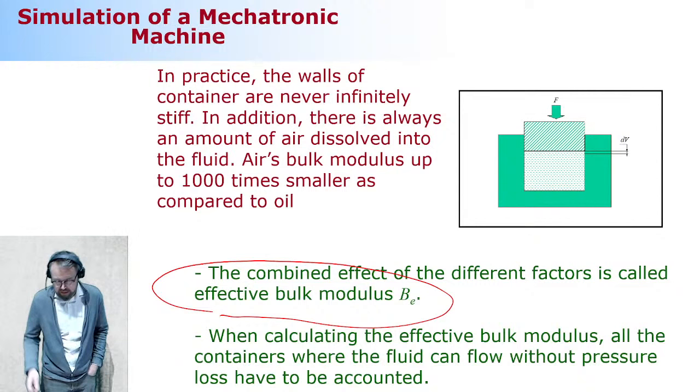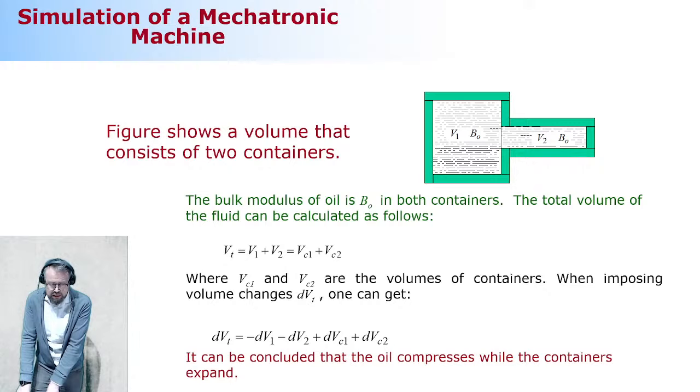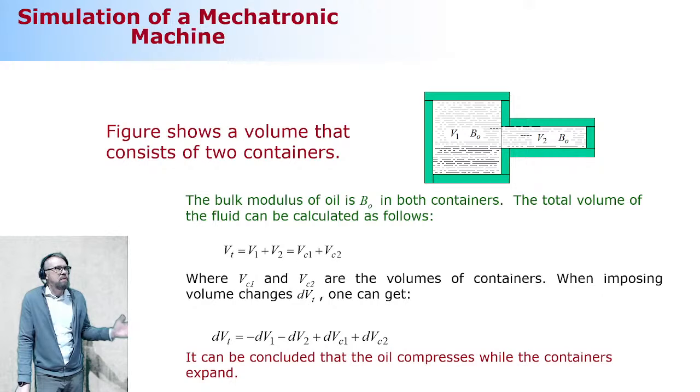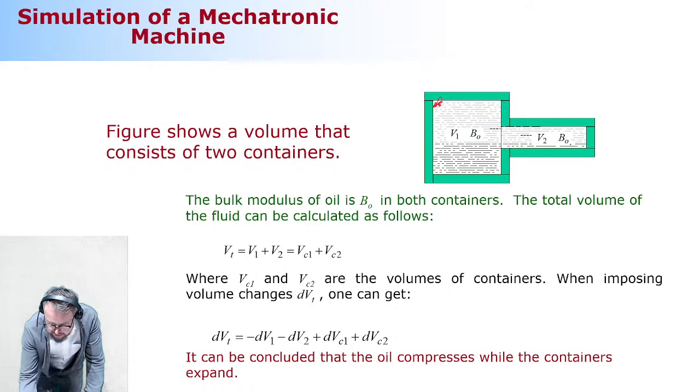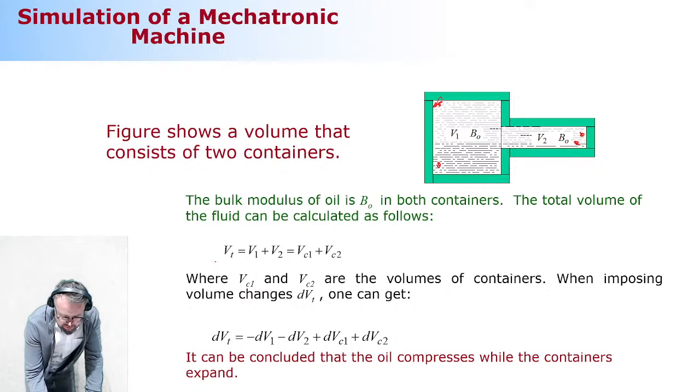All right. So how can you take that into account then? Well, we're going to redo this experiment by looking at a system that consists of two containers connected together in a way that the flow can travel freely from here to here. Let's say that the pressure in this corner is the same as here, so there are no throttles that limit the motion of fluid particles. Now when I compute the size of the volume, it's going to be this volume plus this volume, V1 plus V2.